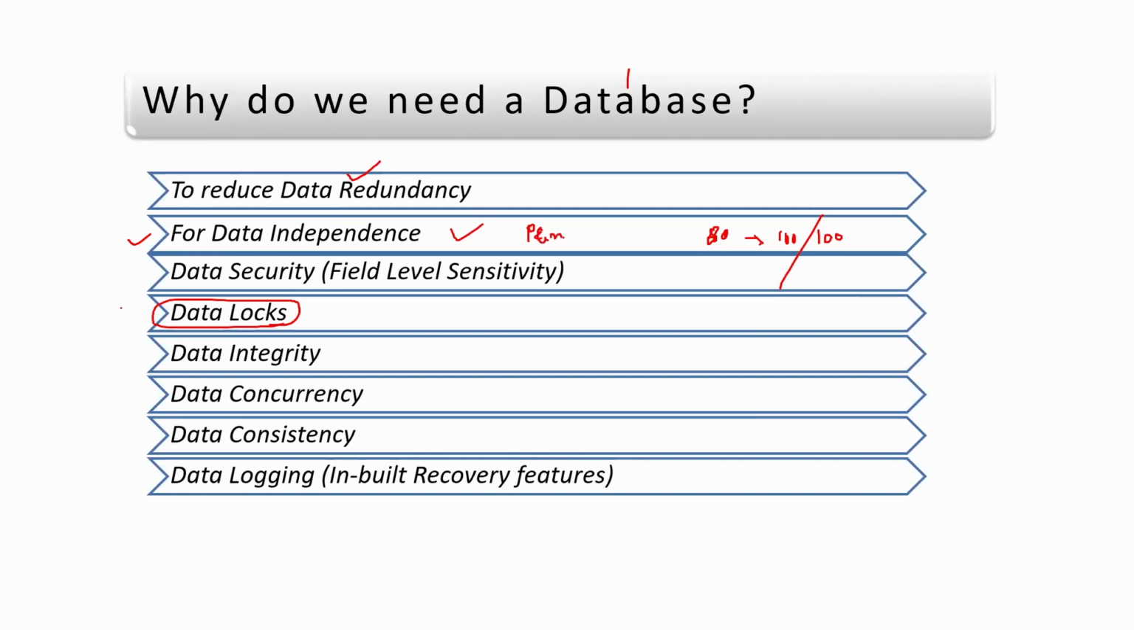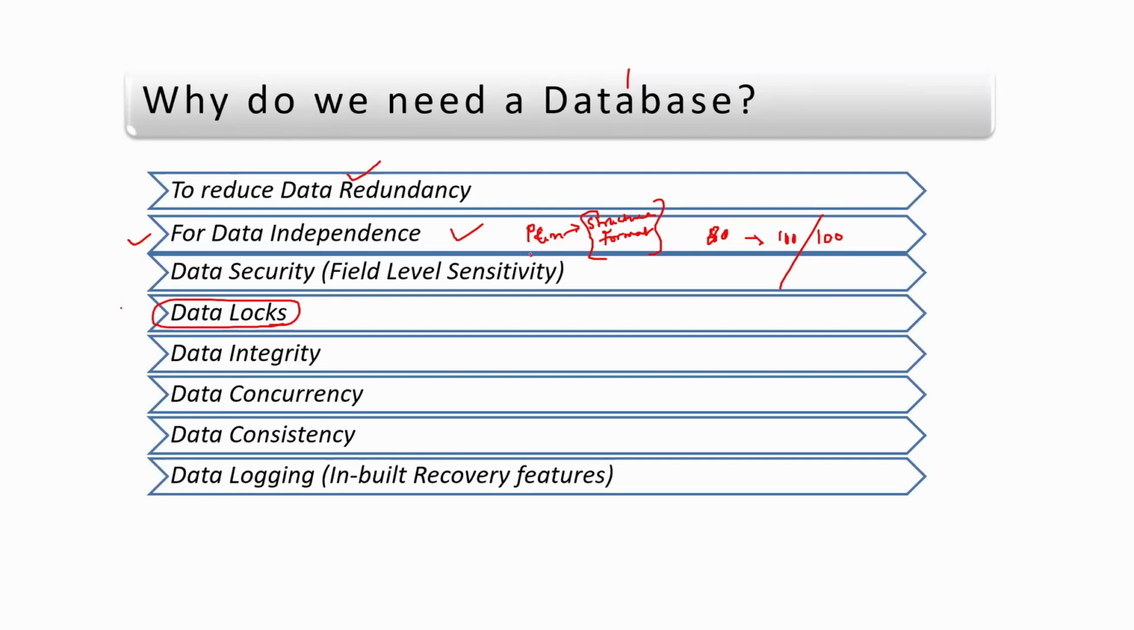A program is dependent on the structure of data and its format, for example, whether it's a fixed format or a variable format. Structure means length. The program is dependent on structure and format. That's called data dependence. The program is dependent on the structure and format of the file management system.